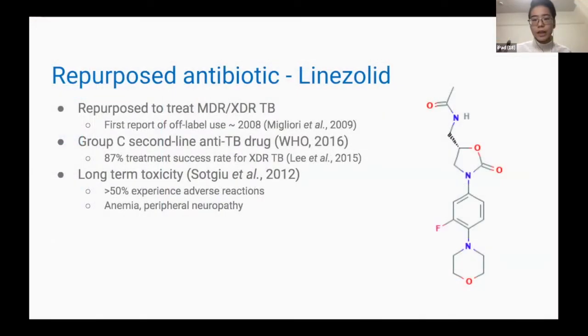But now we have repurposed it to treat MDR and XDR-TB, and in fact, it is now classified as a core second-line anti-TB drug by the World Health Organization, and its treatment success rate for XDR-TB is quite high, up to 87%. Of course, it is associated with several long-term toxicity side effects, such as anemia and peripheral neuropathy. But generally, it is a relatively safe drug and a cheaper one compared to other second or third line treatment.